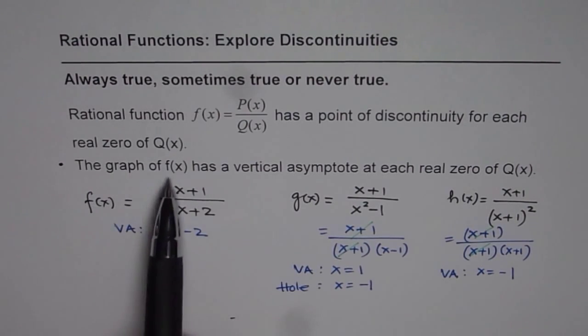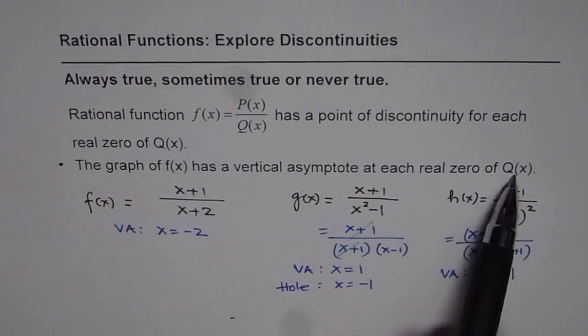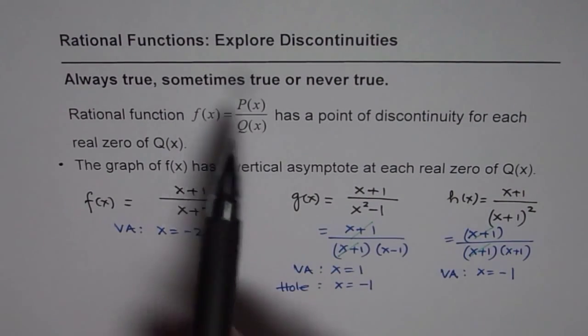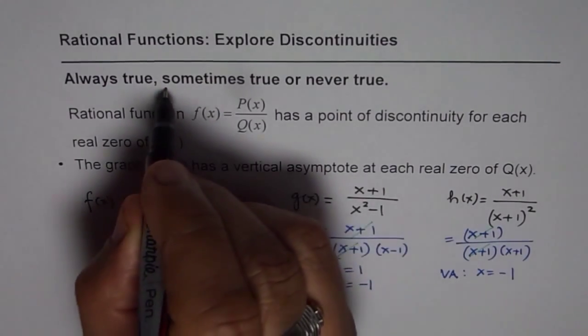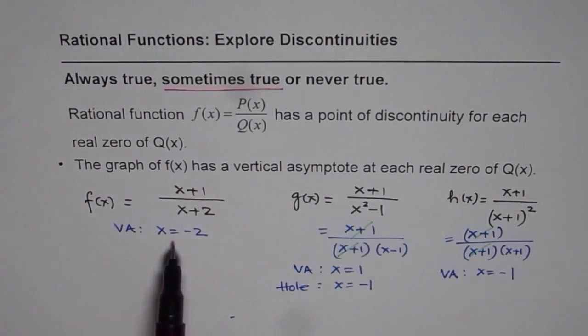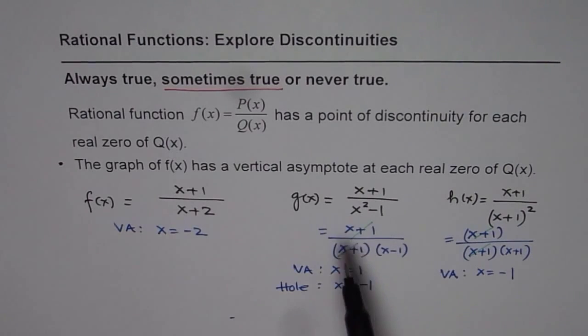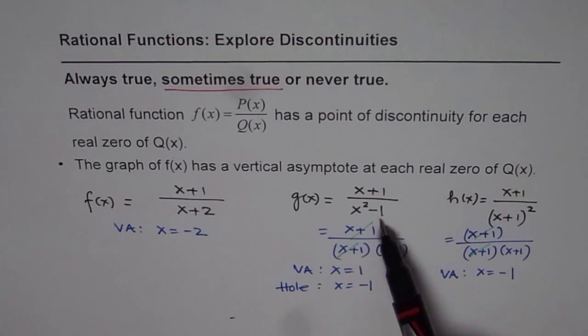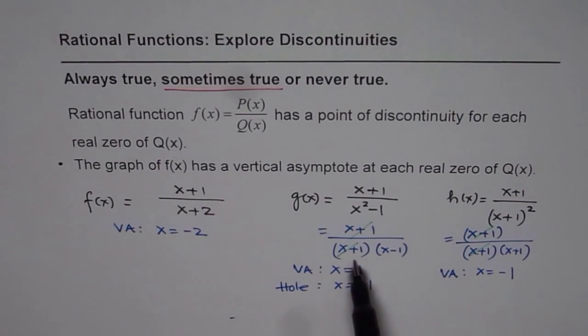Right? So the graph of f of x has a vertical asymptote at each real zero of q of x. This statement is sometimes true, right? Not always. This statement is sometimes true, especially when we do not have a common factor in numerator and denominator. If we have a common factor in numerator and denominator, then there are two possibilities. We could either get a hole or a vertical asymptote, but not always a vertical asymptote.